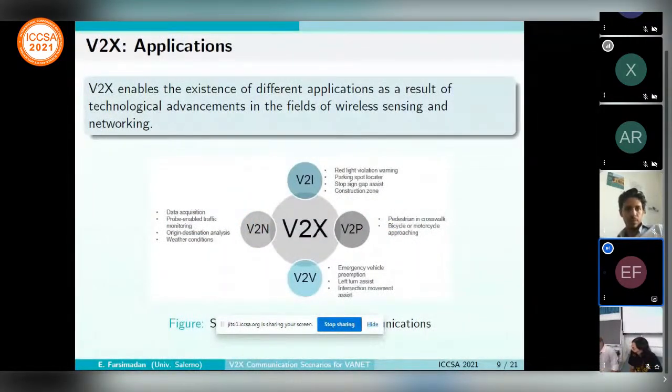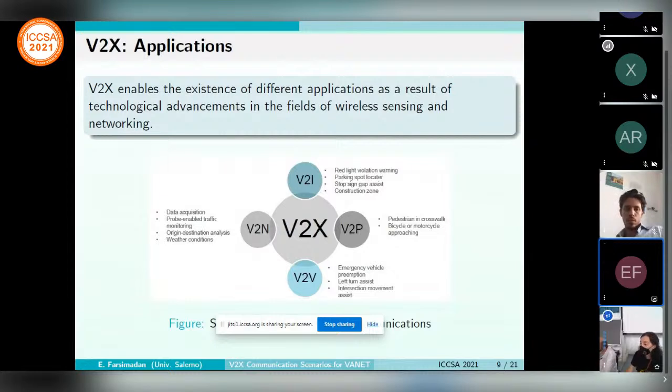There are some applications actually for V2X. V2X enables the existence of different applications as a result of technological advancements in the fields of wireless sensing and networking. We can see here some of the applications of each scenario in this picture. As we said, there are four scenarios for V2X: V2I, V2P, V2V, and V2N. Here we can see some of the applications of each one separately. But I want to go on to the next slide because I don't want to run out of time.